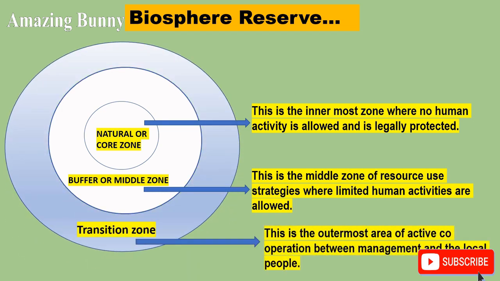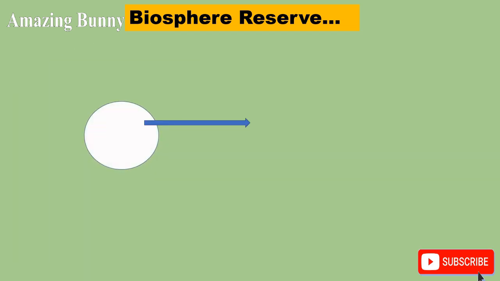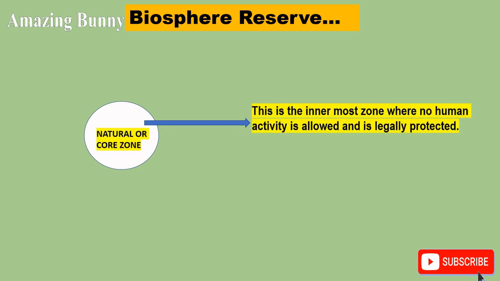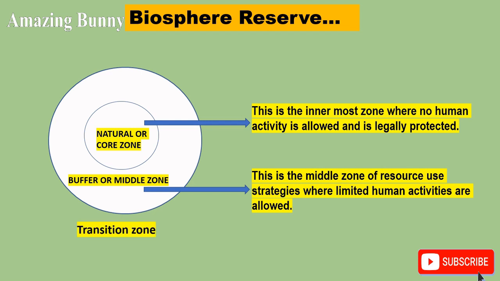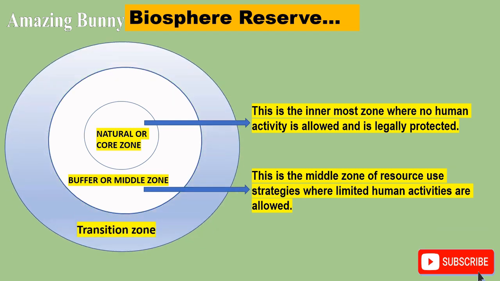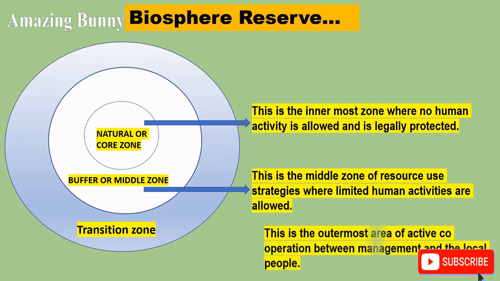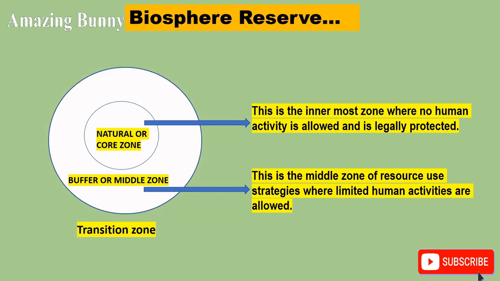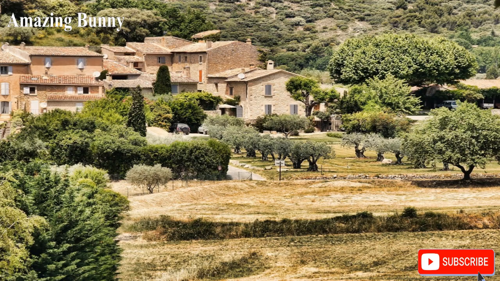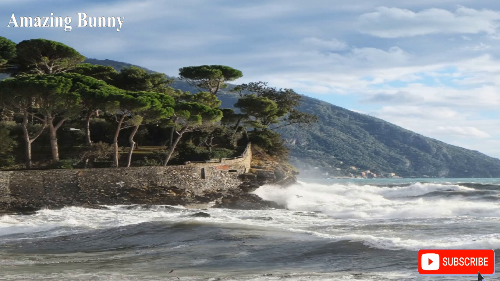The second zone is the buffer zone. This is the middle zone of resource use strategies where limited human activities are allowed. The third zone of the Biosphere Reserve is the transition zone, which is the outermost area of active cooperation between management and the local people. In this zone, activities like settlements, cropping, forestry, recreation, and economic uses are allowed and in harmony with conservation goals.